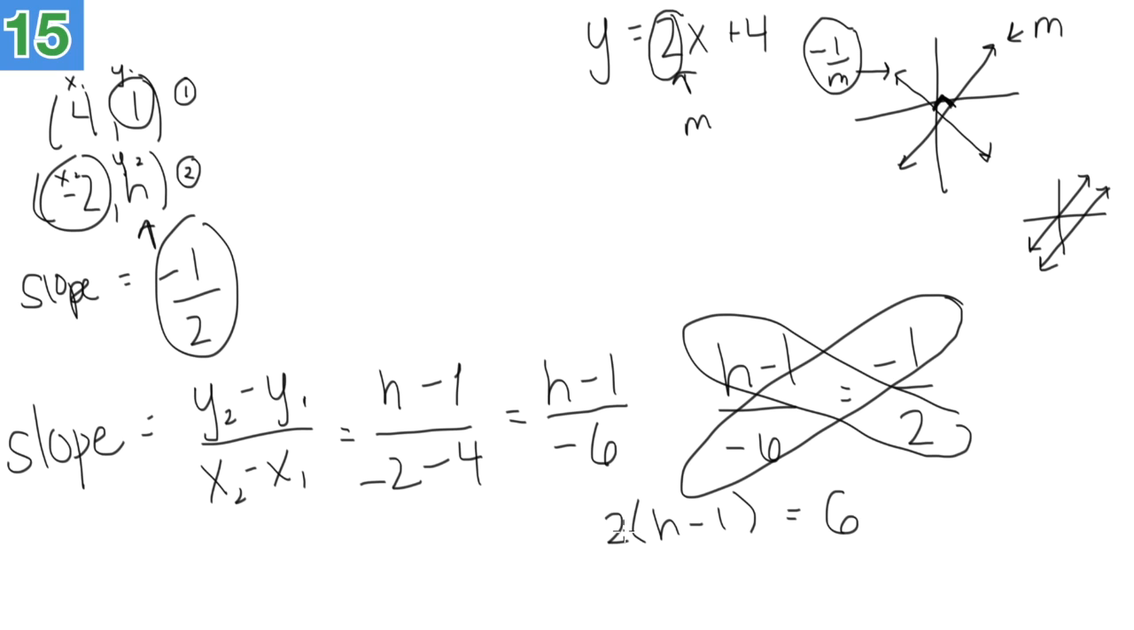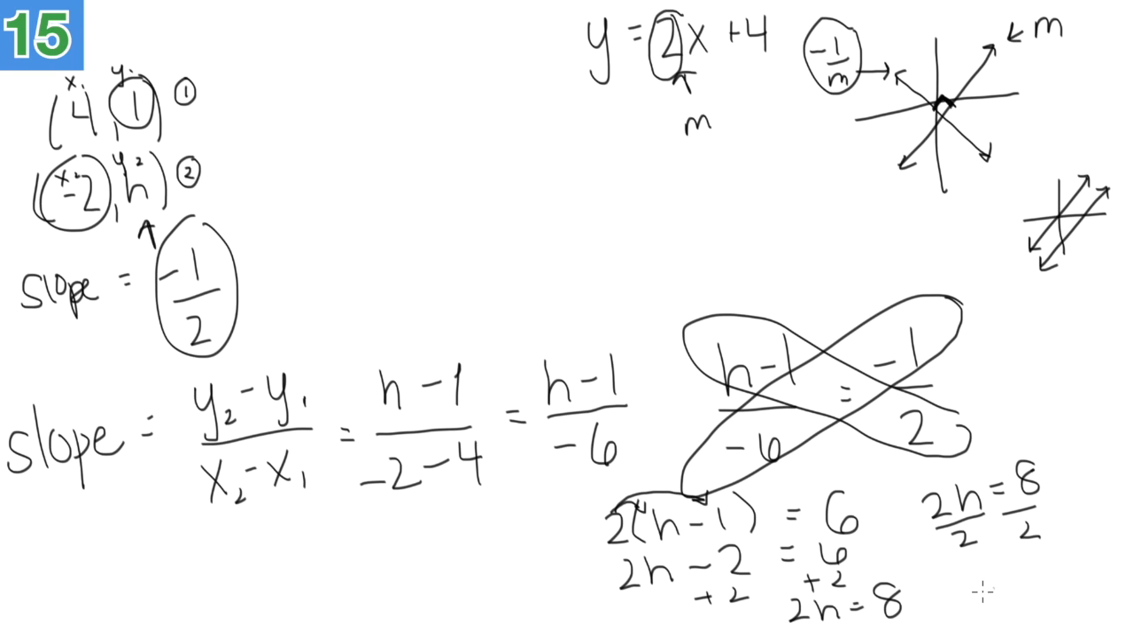Now we can distribute or divide. Let's distribute it first. So when you have a number before a parentheses, you have to distribute. So we get 2 times h is 2h minus 2. We can add the 2. We want to get h alone, so let's divide by 2. And we get h equals 4. And that is our answer.